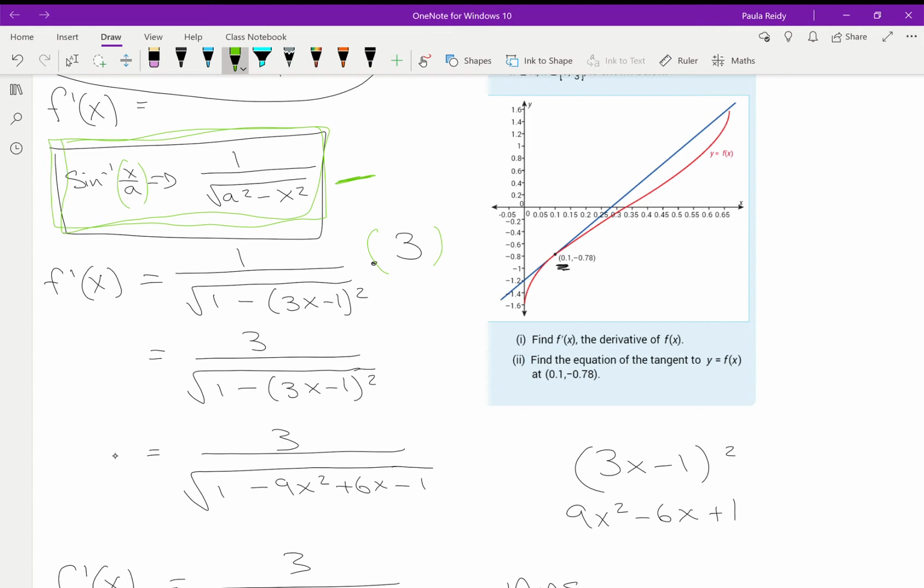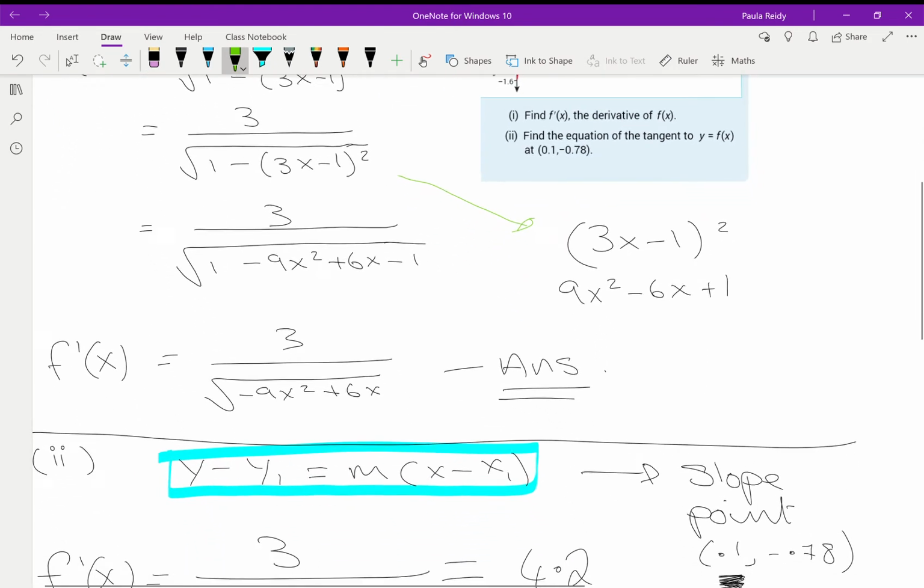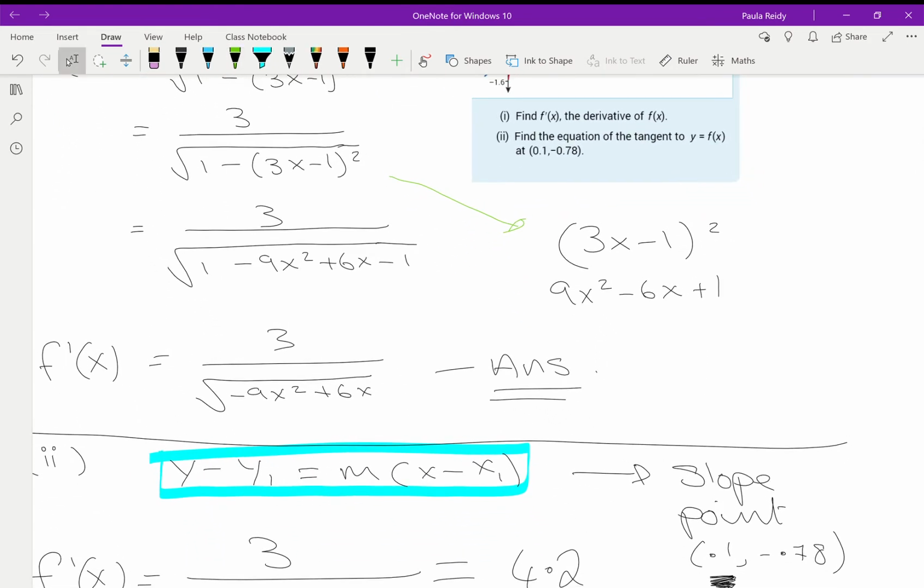Now at this stage then I've decided to bring this over to my rough work here to just multiply this out, just to make sure that you know what's going on there, because then you have to bring it back with the minus in front of it, change the sign and everything, okay? And then obviously then we get f dash x is equal to 3 over the square root of minus 9x squared plus 6x, okay? All right.